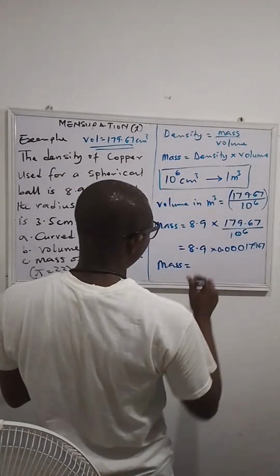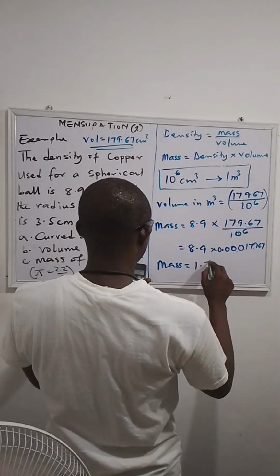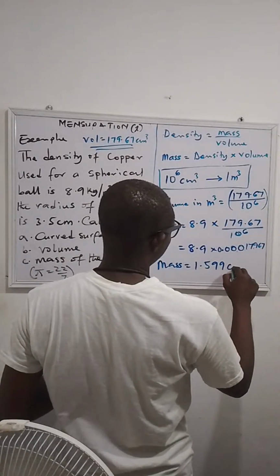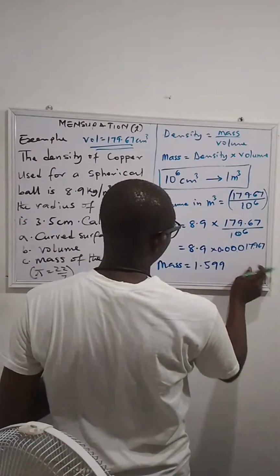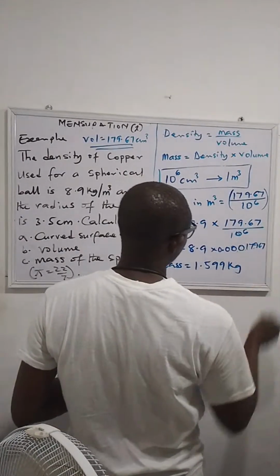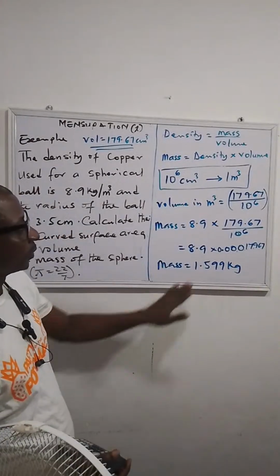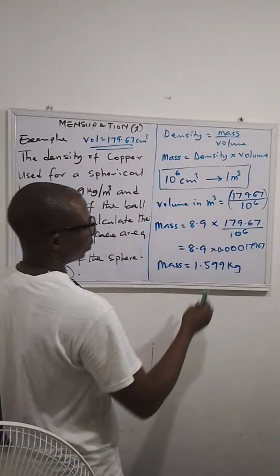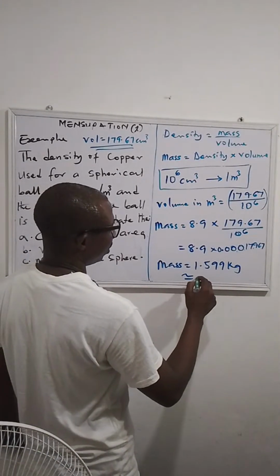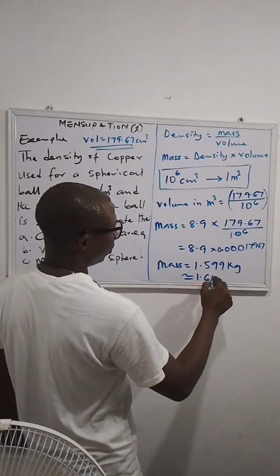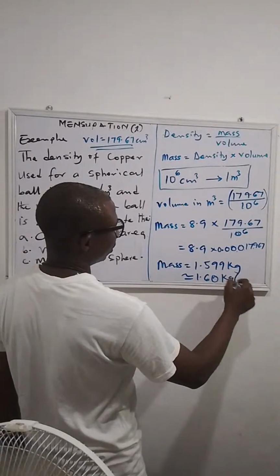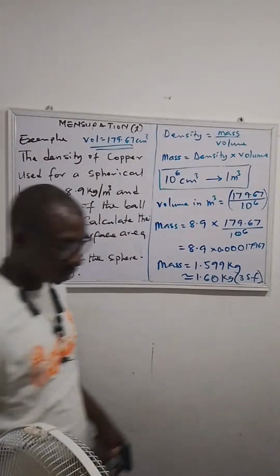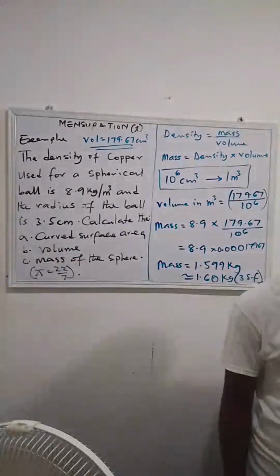All right, so we have 1.5999. Sorry, that's going to be in kilogram. So that's what we have. Now let's correct this to 3SF: 1, 2, 3. So approximately 1.60 kilogram to 3SF. This is going to be the mass of the spherical ball.